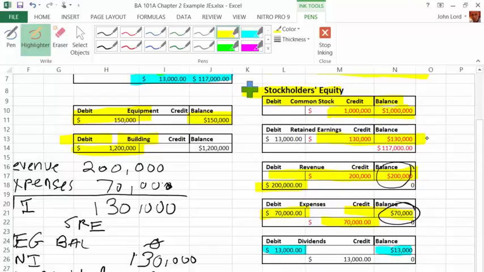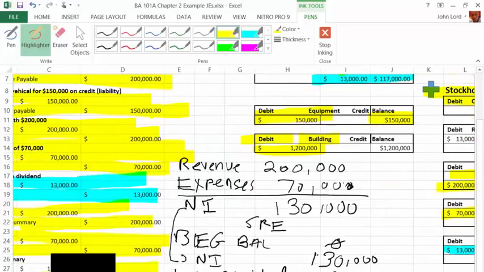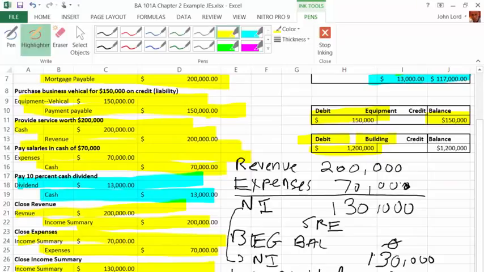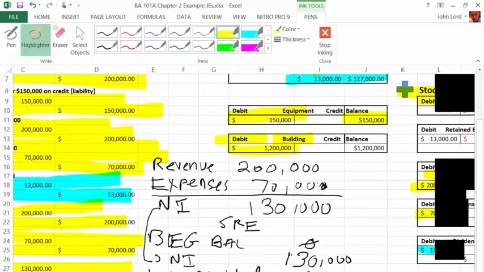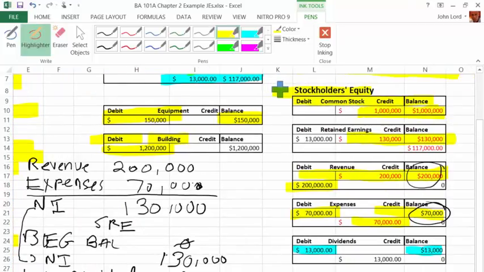Okay. But what happened? I did pay that dividend. So I'm going to debit retained earnings 13,000, credit dividend 13,000. When I credit dividend 13,000, because I want to keep track of those by year, the dividend is now 0, isn't it? Dividend is 0, and of course I debit the retained earnings, just posting that, and now the retained earnings has the 117,000 in it, doesn't it?